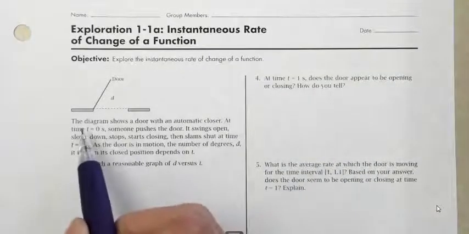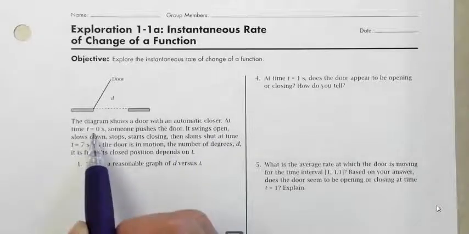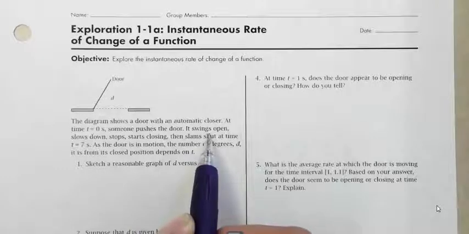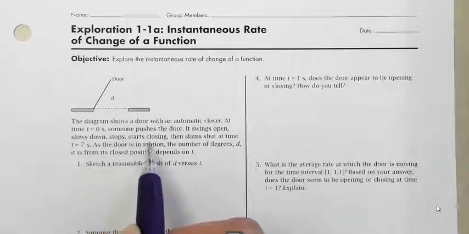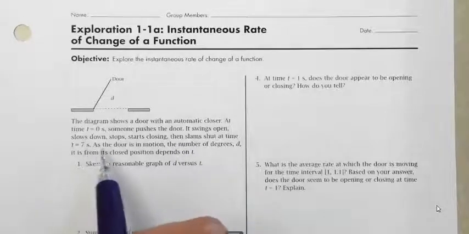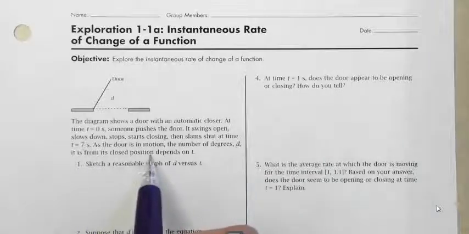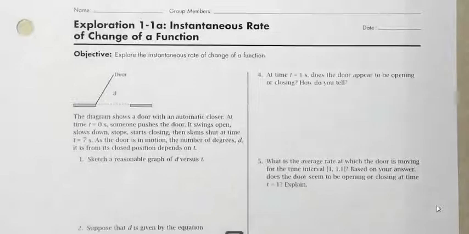All right, so the diagram shows a door with an automatic closer. At time t equals 0, someone pushes the door. It swings open, it slows down, it stops, it starts closing, then it slams shut at time t equals 7 seconds. As the door is in motion, the number of degrees d it is from the closed position depends on time t.